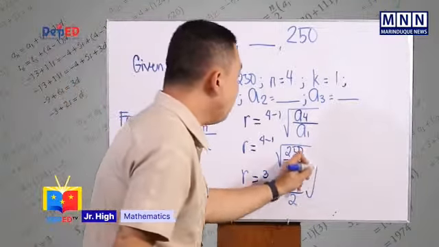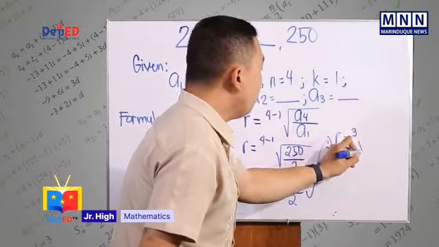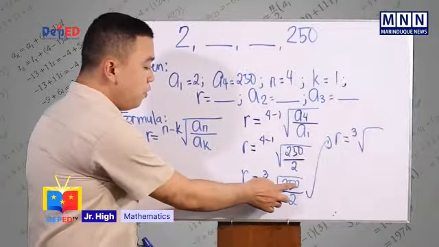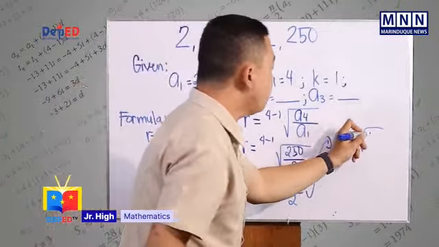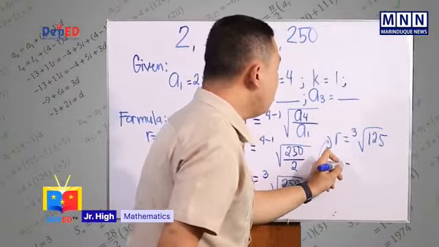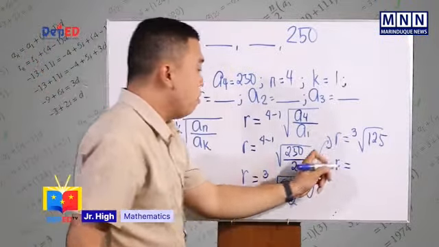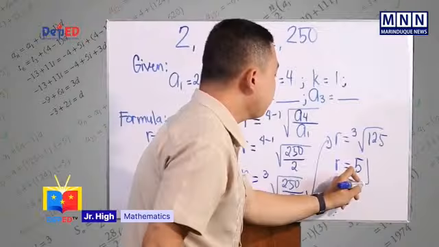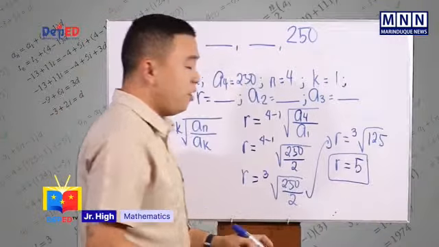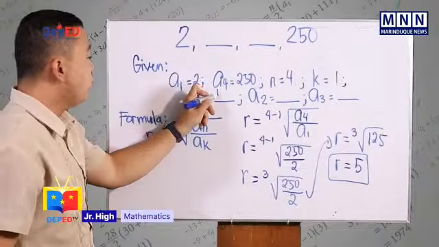Next, we will have r is equal to the cube root of 250 divided by 2, which will give us 125. Getting the cube root of 125, that is equal to 5. Correct. Now, the common ratio of this geometric sequence is equal to 5.